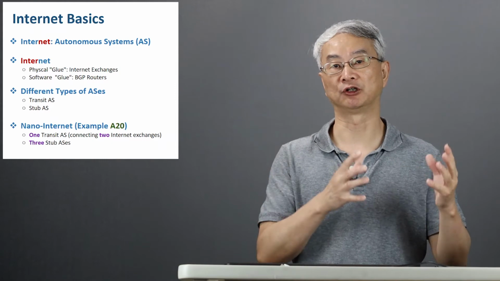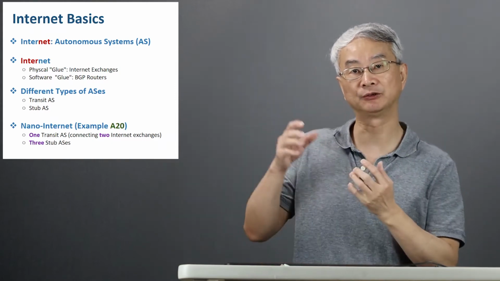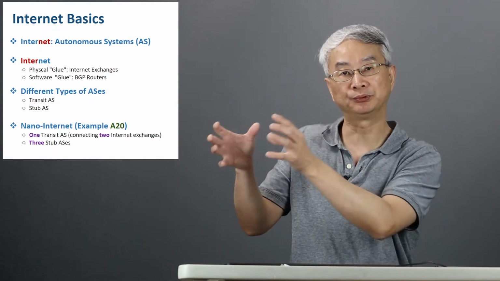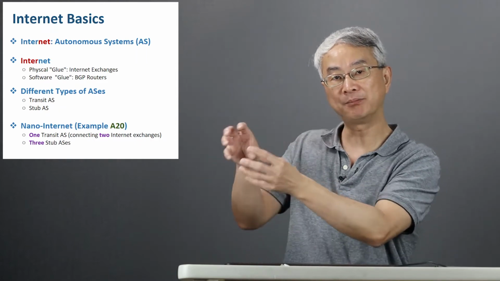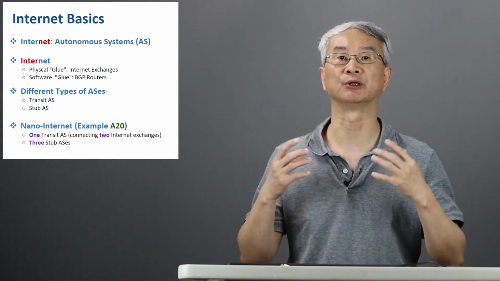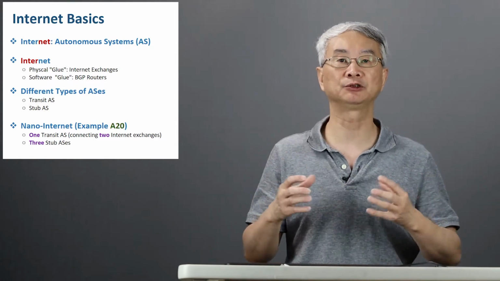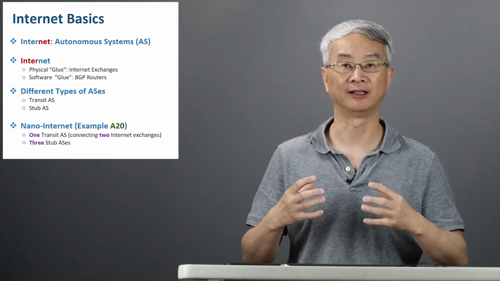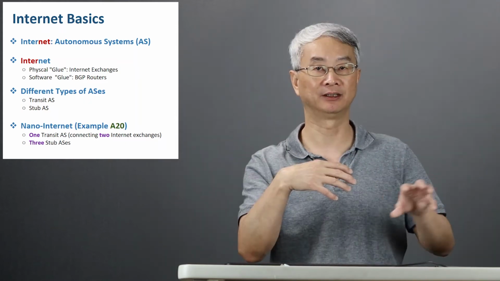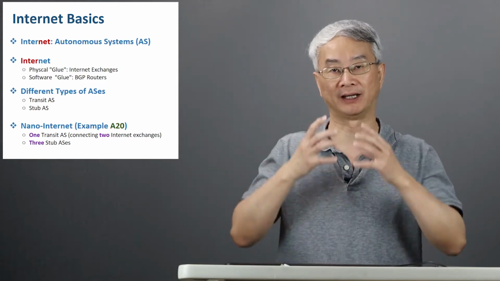There are different types of autonomous systems. Some are large, national backbones, and they provide transit service to other people. They pull your traffic, your packet, from one place to another place, even to another country. Those are the transit. There's another type of autonomous system, the end customer. They don't provide transit for others, and they just use the internet. That's called a stub. The traffic will come in, and it will not be handed over to another autonomous system. It's going to be consumed by what is inside.